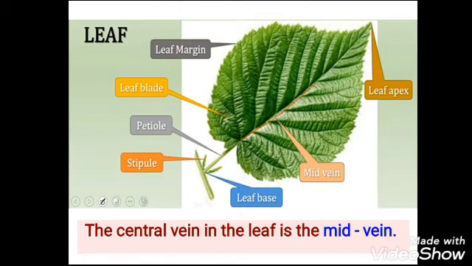Now the midvein. The central vein in the leaf, because it is in the center of the leaf.